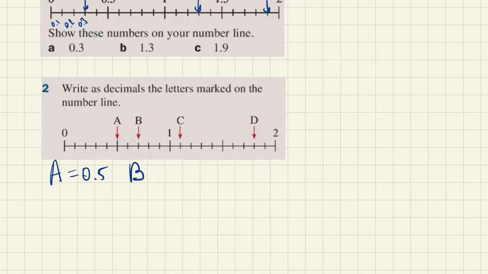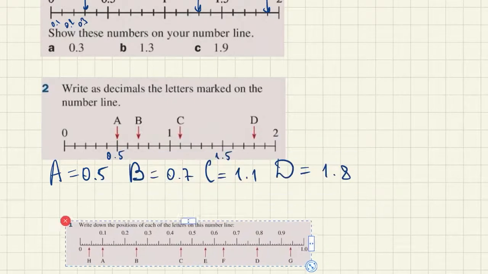B, closer to 1. 5, 6, 7. B is 0.7. And C is right next to 1. So we go 1, and then we have 1.1. D is a little bit more far. So we go 1.1, 1.2, 1.3, 1.4, 1.5. We can kind of mark these for convenience. We go 1.6, 1.7, 1.8. So D is equal to 1.8.